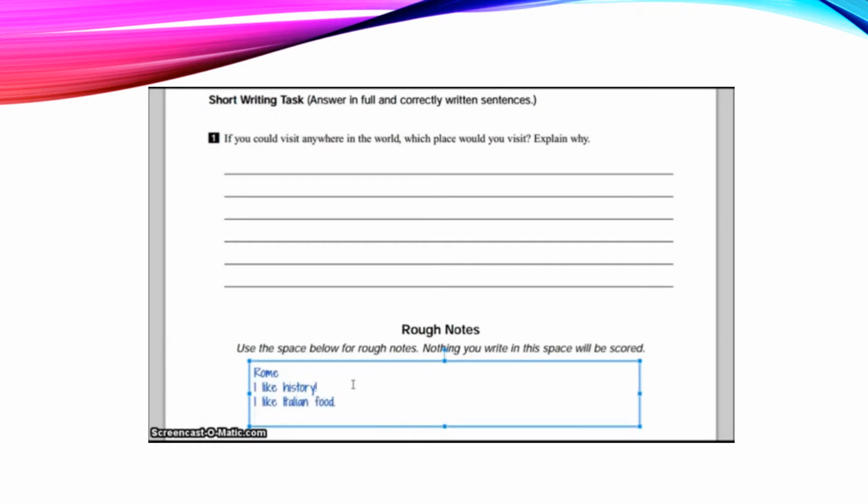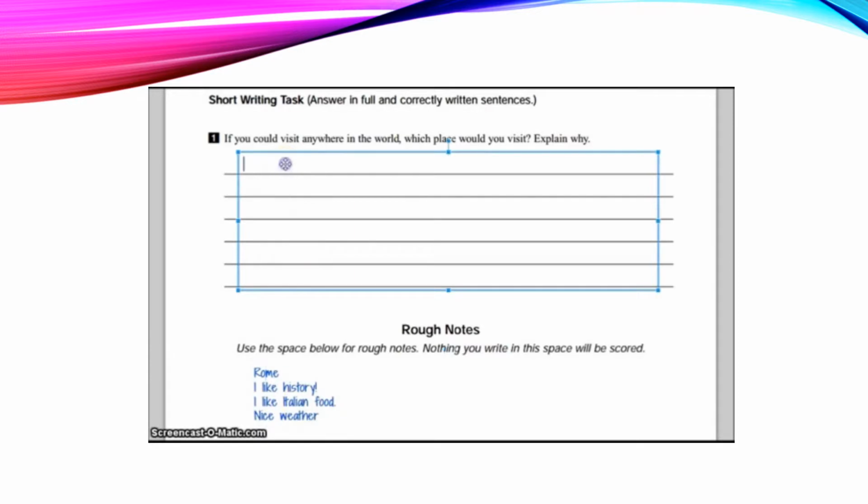And Rome is, well, I think the weather's really nice there. So nice weather, I'm going to write in my notes here. So I think that's pretty good. I've got my place and I have three reasons of why I'd like to go there. I think that's enough. So let's start our question.